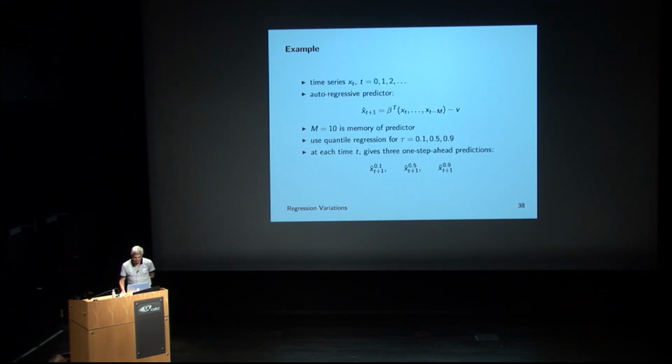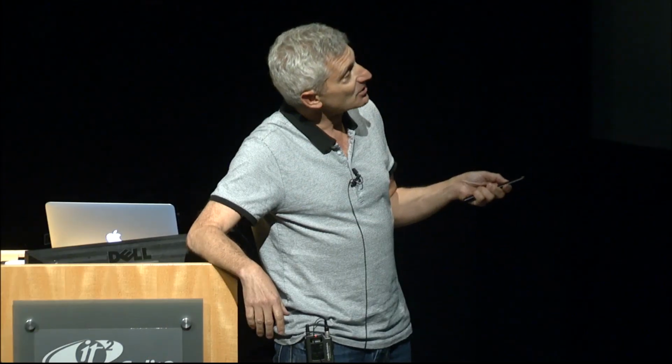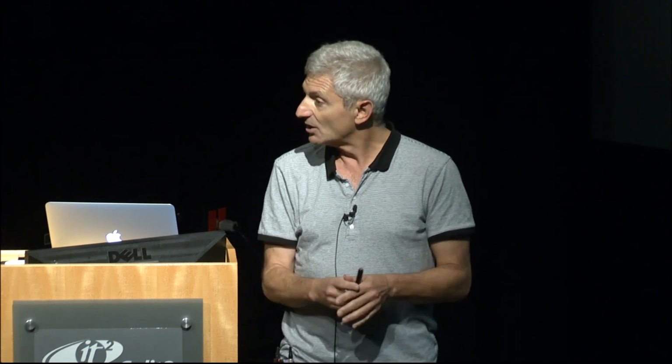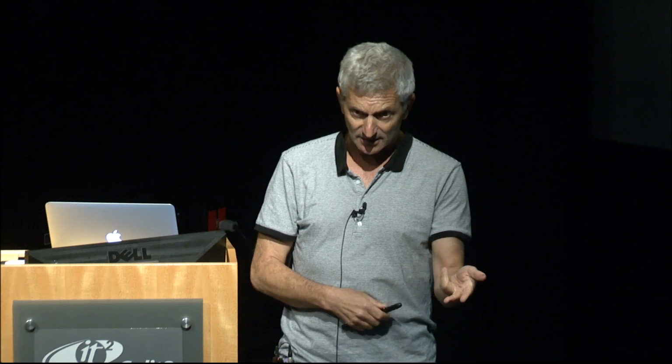So, okay. We'll just do an example now. We make a time series, and we're going to make an autoregressive predictor. It looks like this. We're going to guess the next entry as a linear combination of the previous m entries and a static offset. We're just going to use m equals 10. And we're going to use quantile regression for 3 values of tau. That means you're solving 3 completely different problems, and you're going to get 3 different estimators. One is going to estimate essentially the 10th percentile.